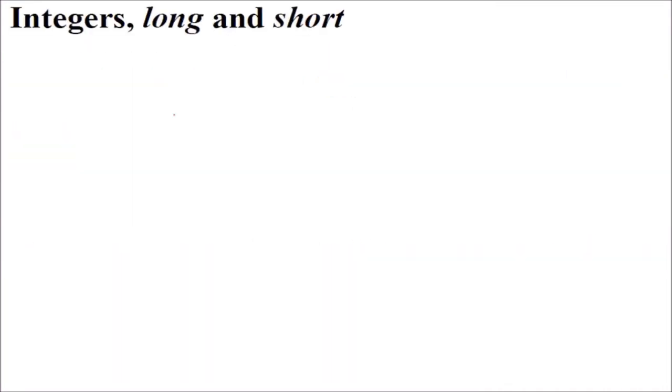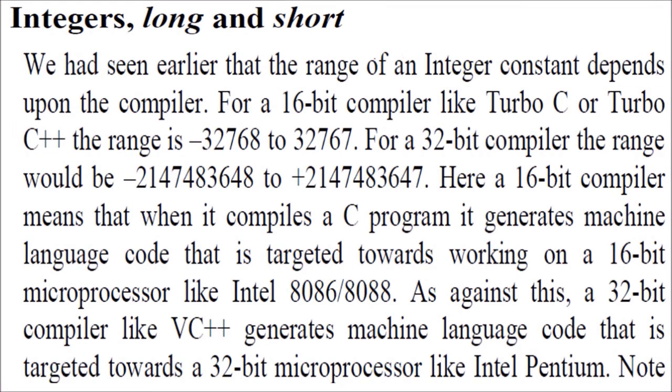Integers, long and short. Integer, we are talking about integer in C, so we need to understand that it is compiler dependent. For example, if it is a 16-bit compiler like the Turbo C or Turbo C++, the range of integer is negative and positive. These are the numbers. Why? Because integers take negative as well as positive number.